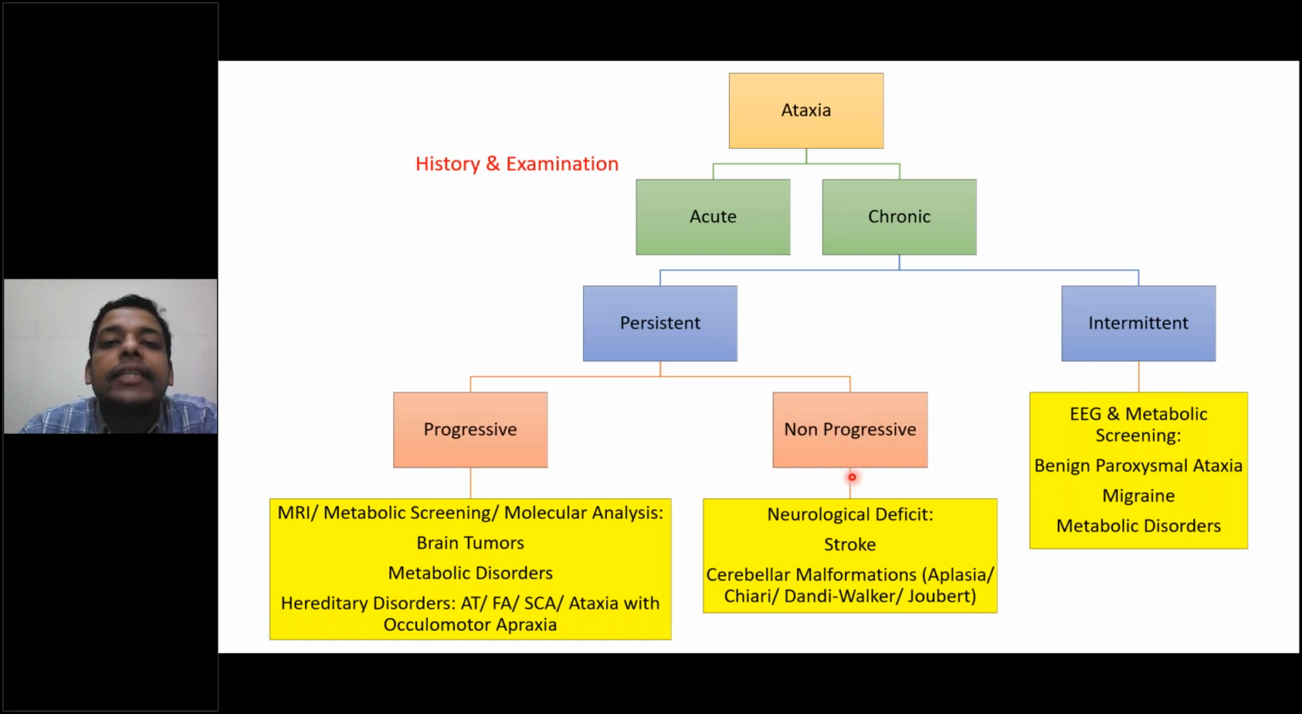If the chronic ataxia is non-progressive, that is, the ataxia is not gradually increasing with time, here we again would do neuroimaging. We may find a neurological deficit, and the possible causes can be a stroke or cerebellar malformations like cerebellar aplasia, the Chiari malformation, the Dandy-Walker malformation, or Joubert syndrome.